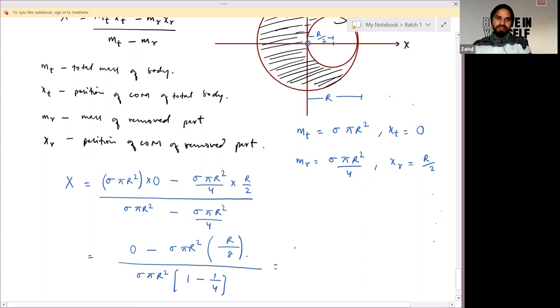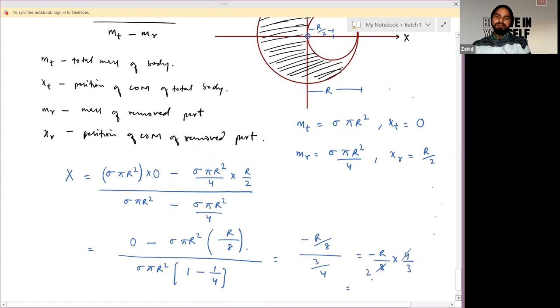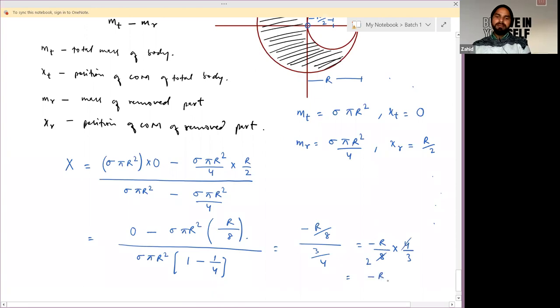So sigma pi r square will cancel out. You're left with minus of r by 8 divided by 3 by 4, or minus of r by 8 into 4 by 3. So 4 into 2 will be 8. So finally, it will be minus of r by 6.